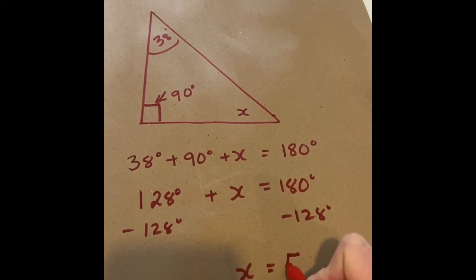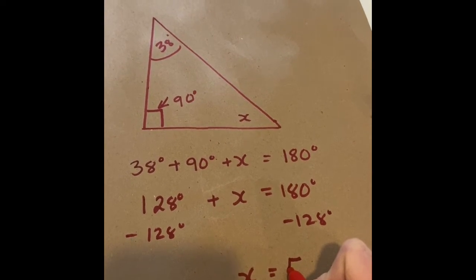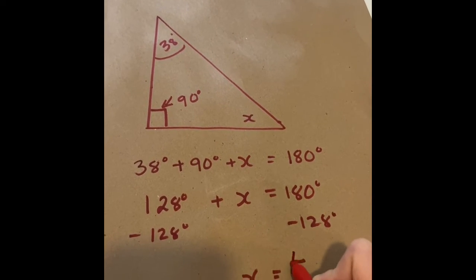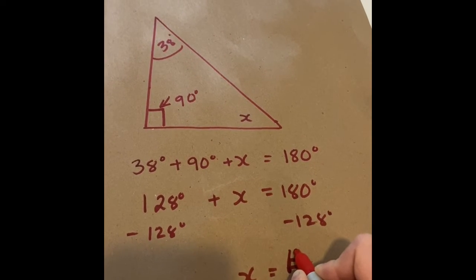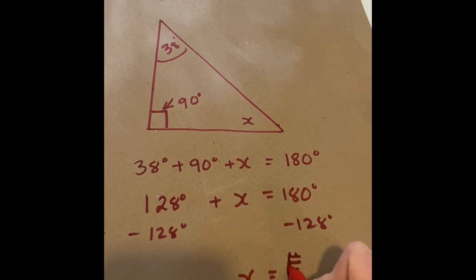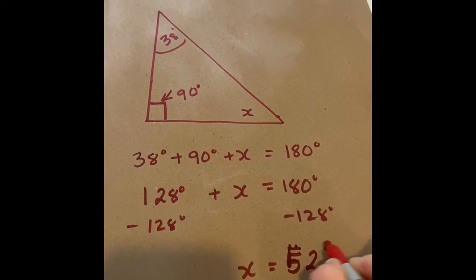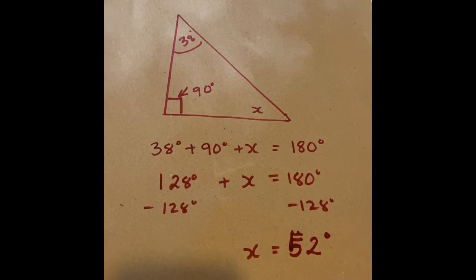42 or 52. My mental math is failing me. 42. No, that's not possible. It must be 52. Sorry. It's early in the morning. Okay, so x is equal to 52.